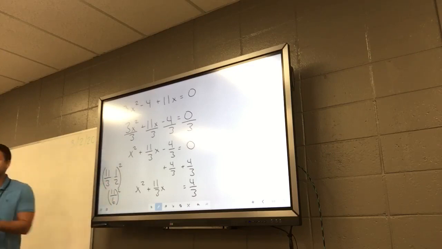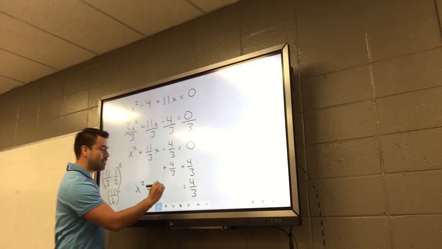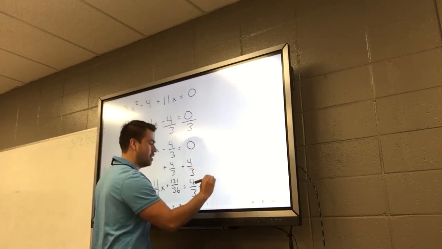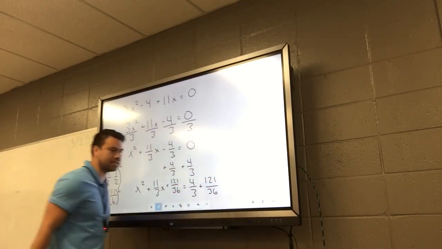So what's 11 sixths squared? 121. Okay, so I'm going to add 121/36 to both sides, which seems like a nightmare to some of us, but it's not.